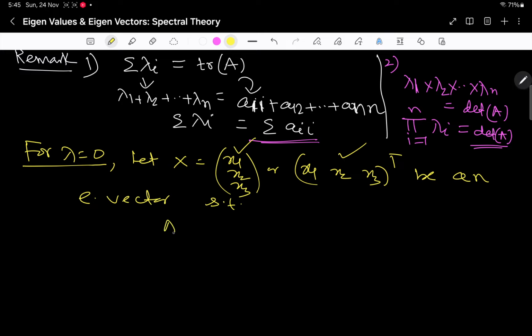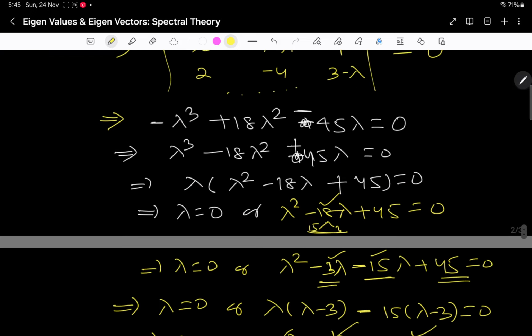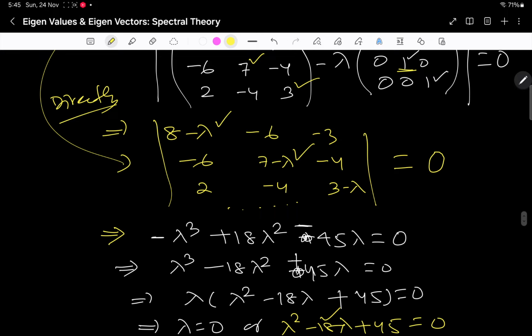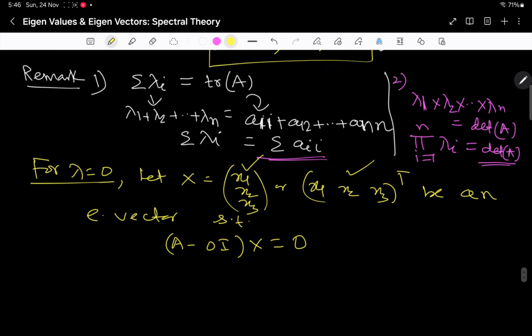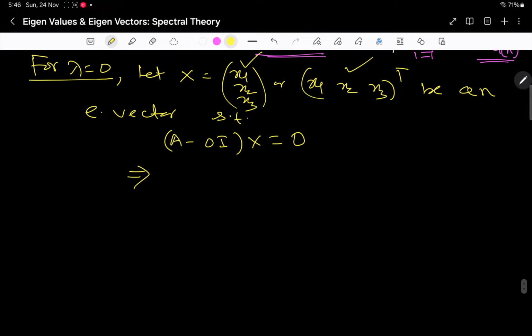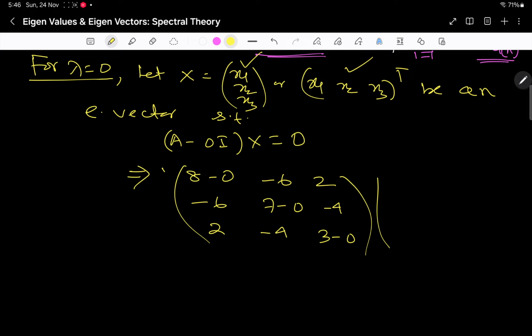such that A minus 0 I into x is equal to 0. So you see here lambda will be replaced by 0, and the determinant sign will be replaced by your matrix sign. So the matrix here is 8 minus 0, minus 6, 2; minus 6, 7 minus 0, minus 4; 2, minus 4, 3 minus 0. No change, and this is the matrix sign. x1, x2, x3 is equal to 0, 0 and 0.